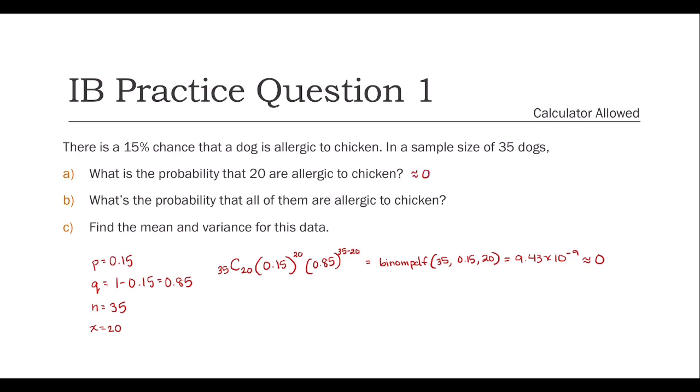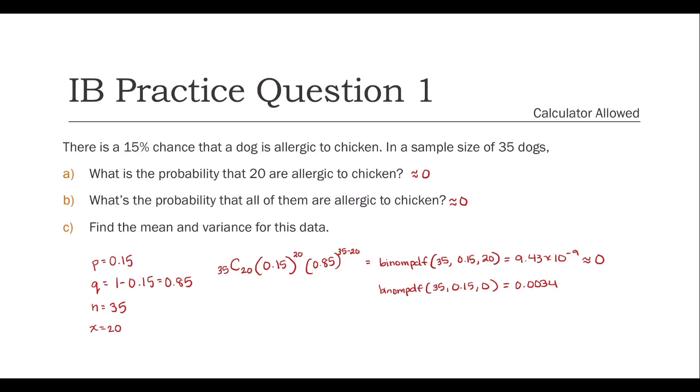So the probability of all of them being allergic to chicken would also be approximately 0. If you wanted to know the probability of none of them being allergic to chicken, you could do your binomial PDF where it's 35, 0.15, and none allergic to chicken, and that would be 0.0034. So even that's a very small number.